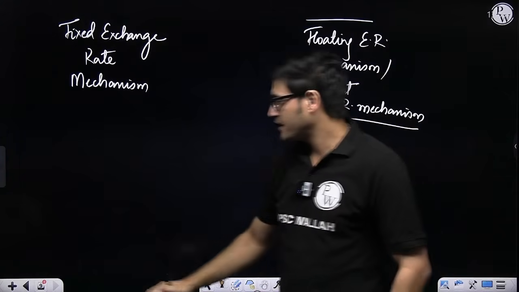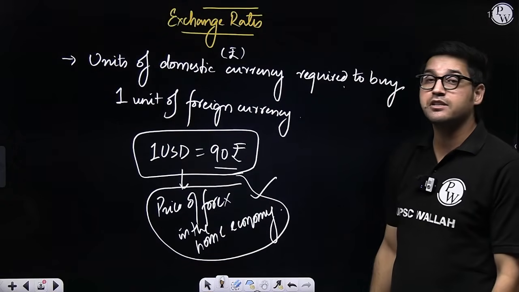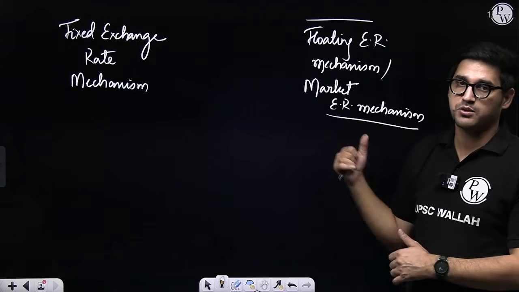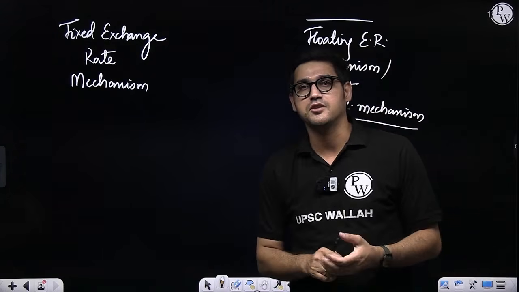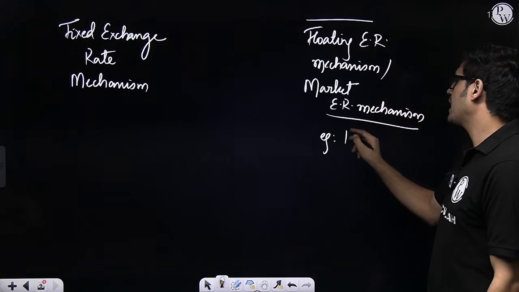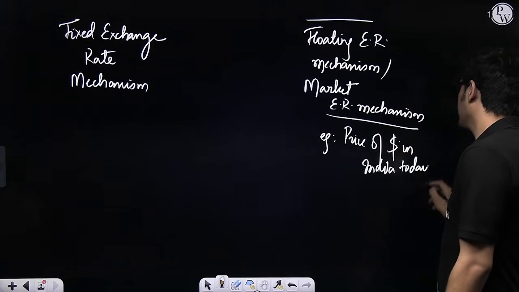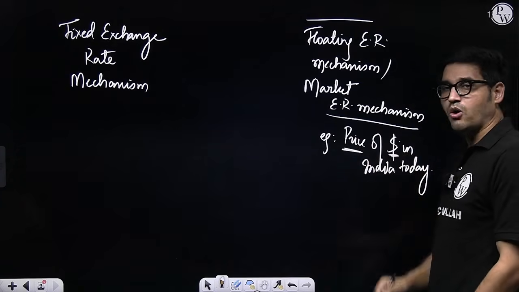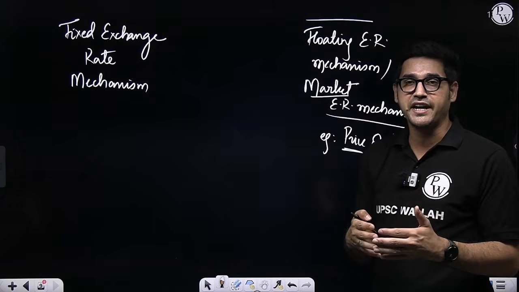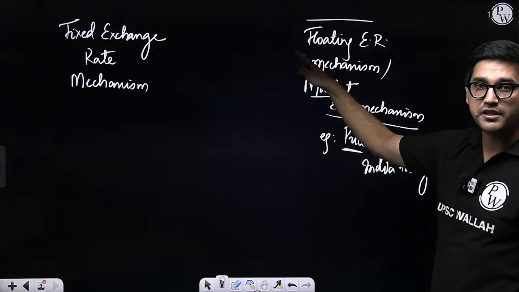The simplest thing for you to understand is very simple. Think of it this way. If exchange rate can also be defined as the price of forex in the home economy, when the price of forex is being set by the market forces of demand and supply, this type of an exchange rate mechanism is called a floating exchange rate mechanism. Consider a very simple example. If we have to talk about the price of dollar in India today, if the price of this commodity, of this dollar, is being decided by market forces, meaning if the price of this dollar is being derived through the market forces of demand and supply, then we are talking about the floating exchange rate mechanism.